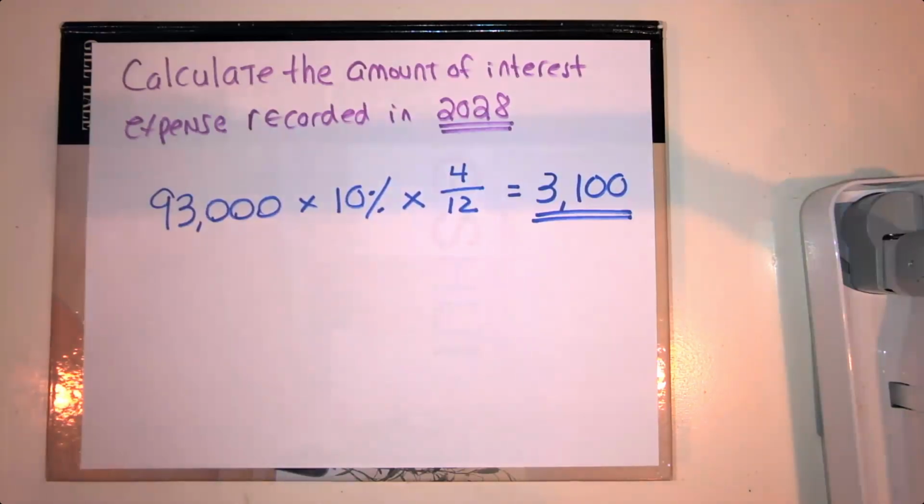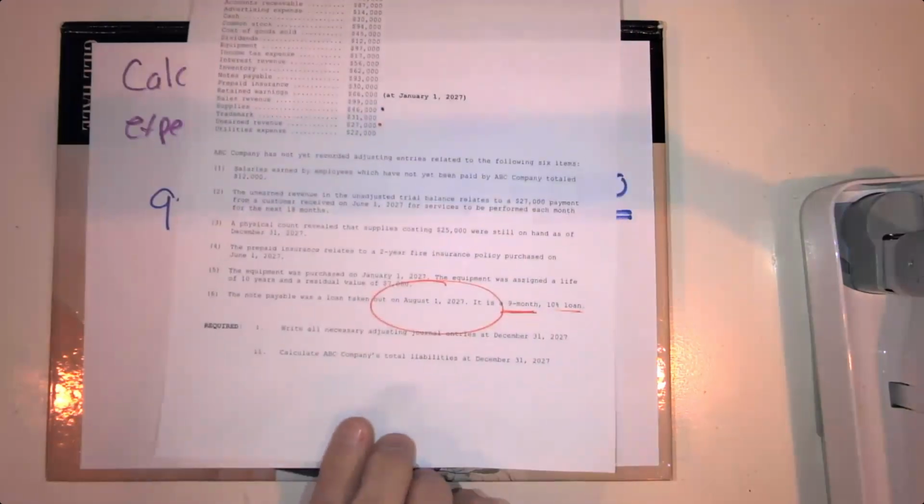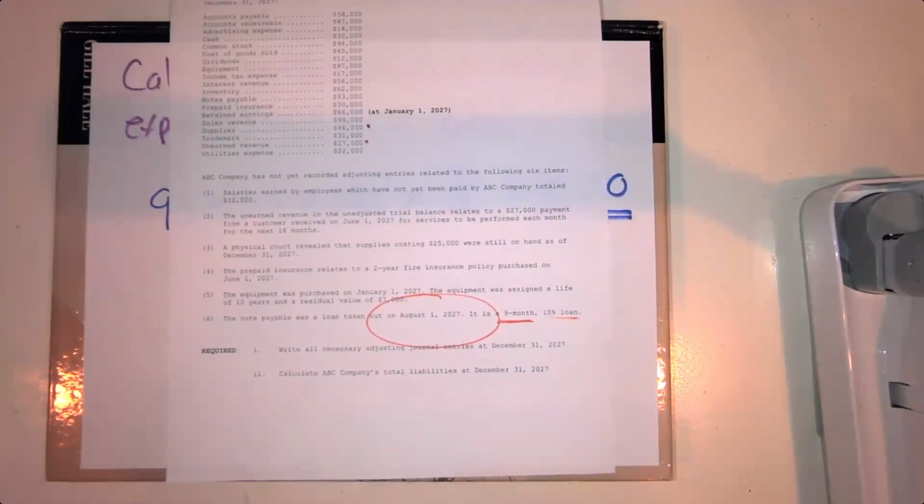All right, we've got one more thing to do. One more requirement in our problem. And it is to calculate ABC Company's total liabilities at December 31st, 2027.